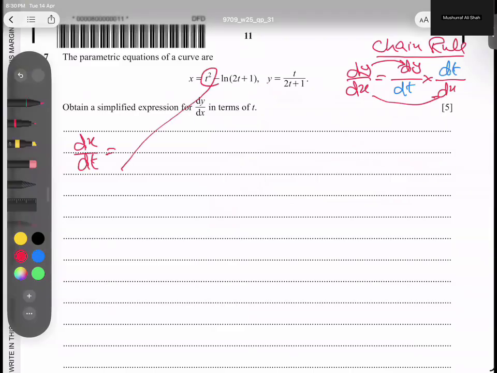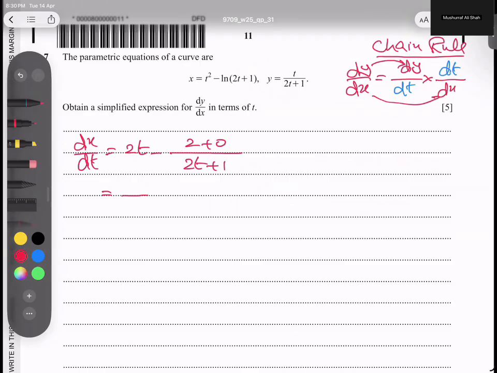What is t squared differentiation? 2t. And what is the logarithm differentiation? The whole function will go in the denominator, 2t plus 1. And this derivative is 2 and this derivative is 0. So I'm getting basically 2 plus 0. And same approach. So what is the next process?